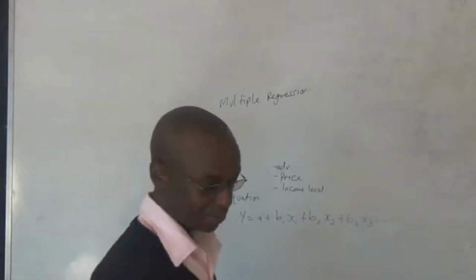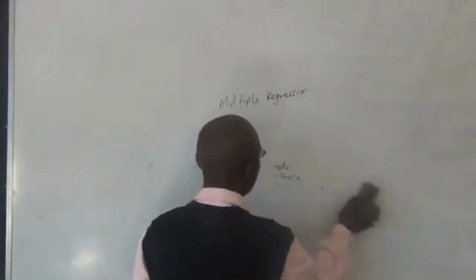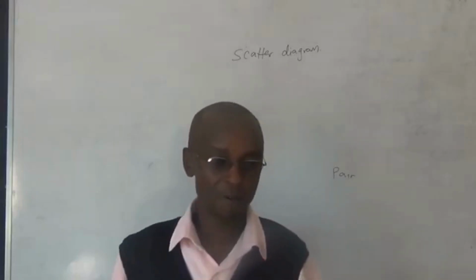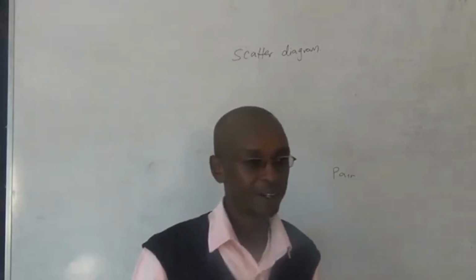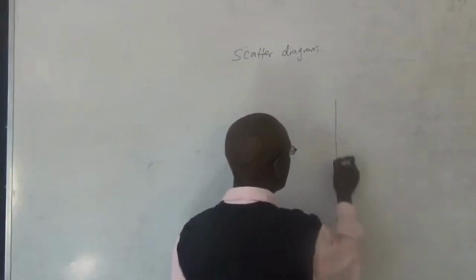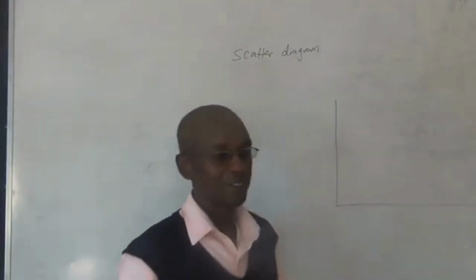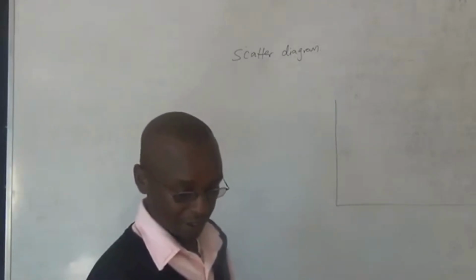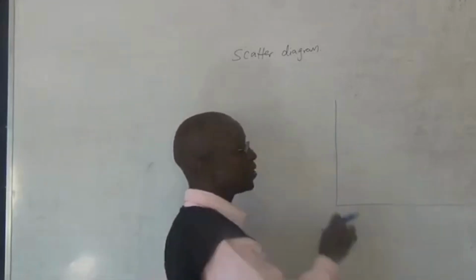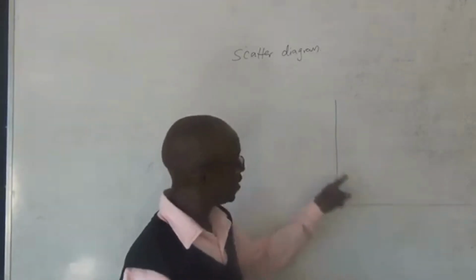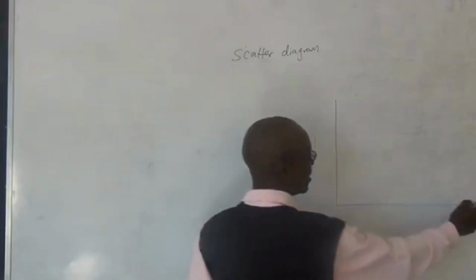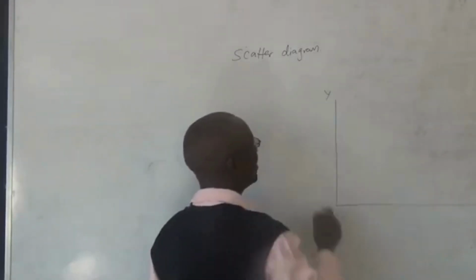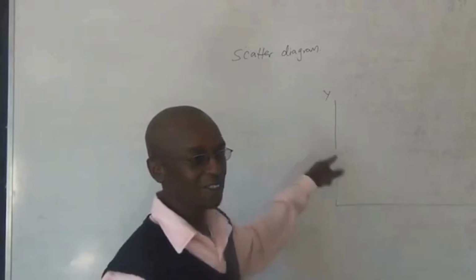Scatter diagram. A scatter diagram is the first step in regression analysis. Each pair of values is plotted on a graph. We are talking about two values, isn't it? So, which is dependent, which is independent? Ni gani x, ni gani y? Ni x na hii ni y. Kwa hivyo hii ni sales, hii ni advertising.